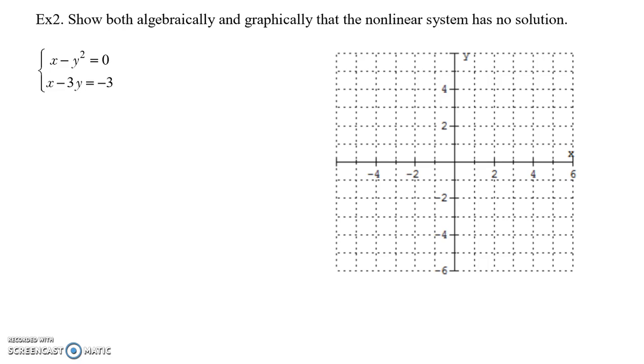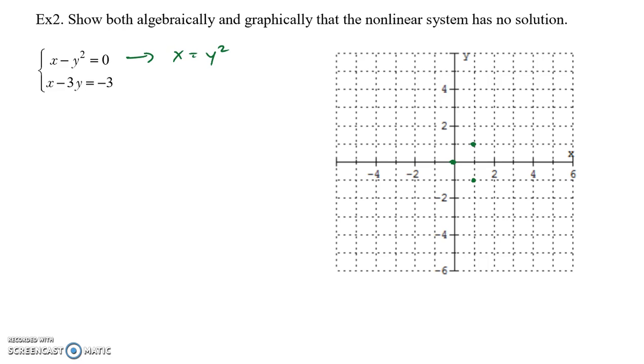The first equation is the nonlinear equation in the pair. If I solve that for x, it's x equals y squared. Now, x equals y squared looks a lot like y equals x squared. It is a parabola. It's just that rather than opening up, it opens to the right. Its vertex is at the origin, but then it opens to the right. So y is not a function of x here.